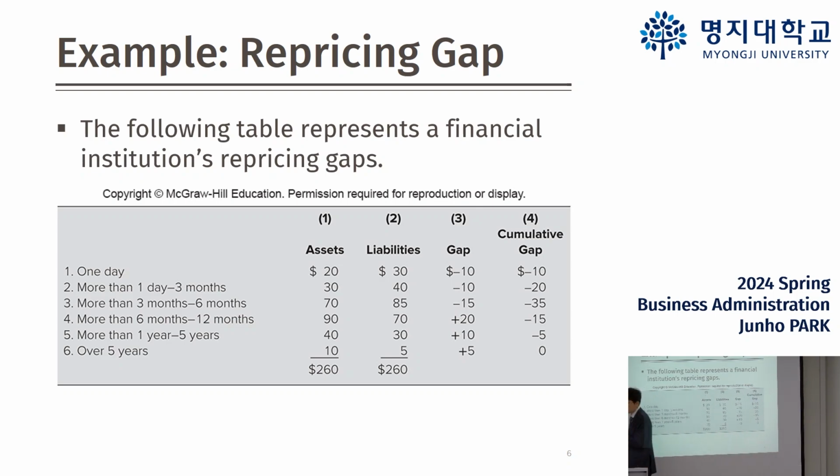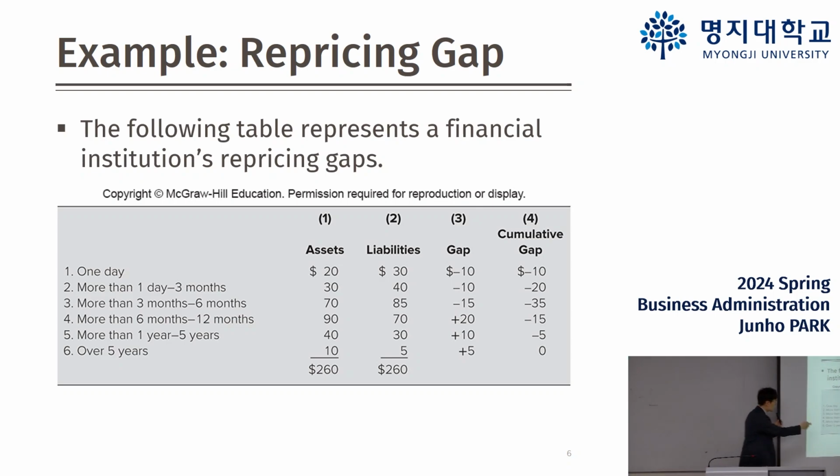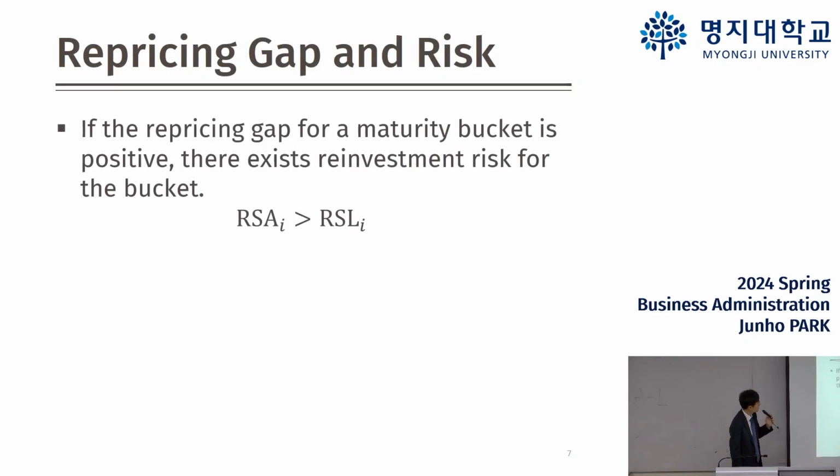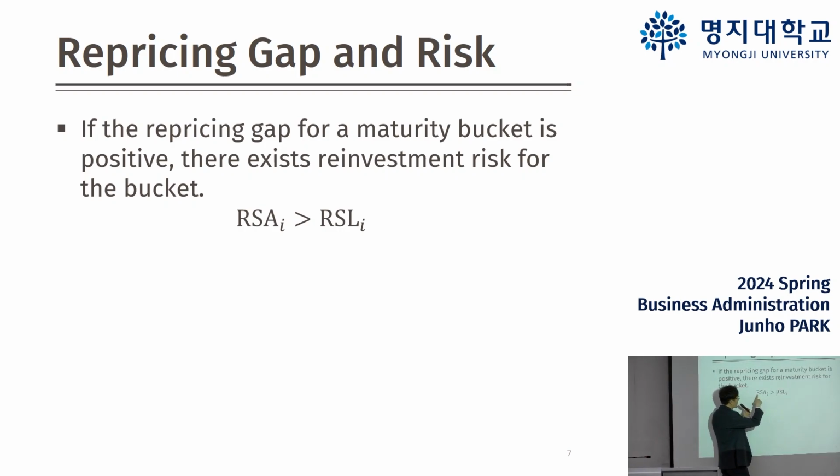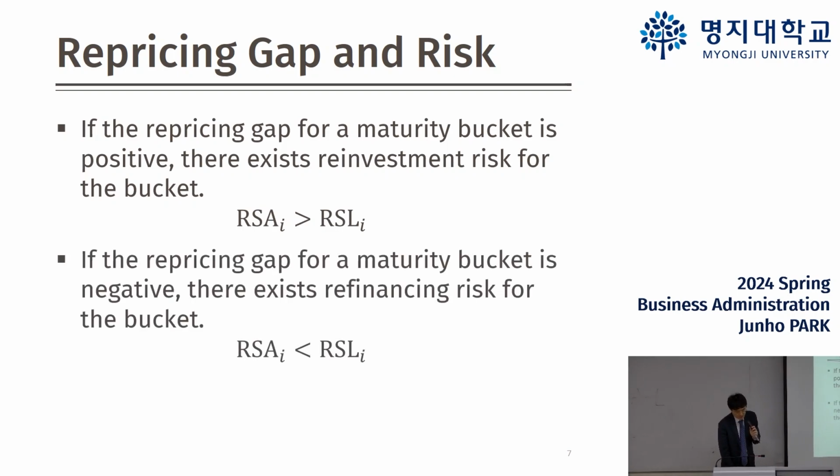And then we just concentrate on a specific bucket. If the repricing gap is positive, then it means there are more rate sensitive assets than rate sensitive liabilities. And let's see what happens.